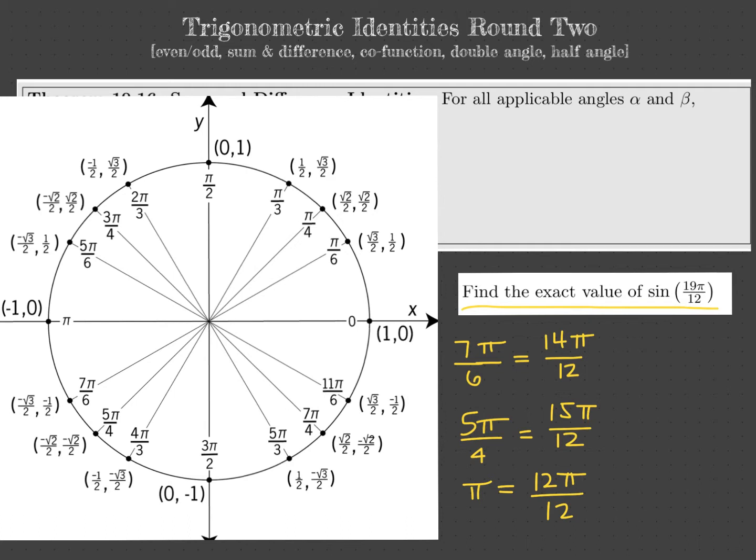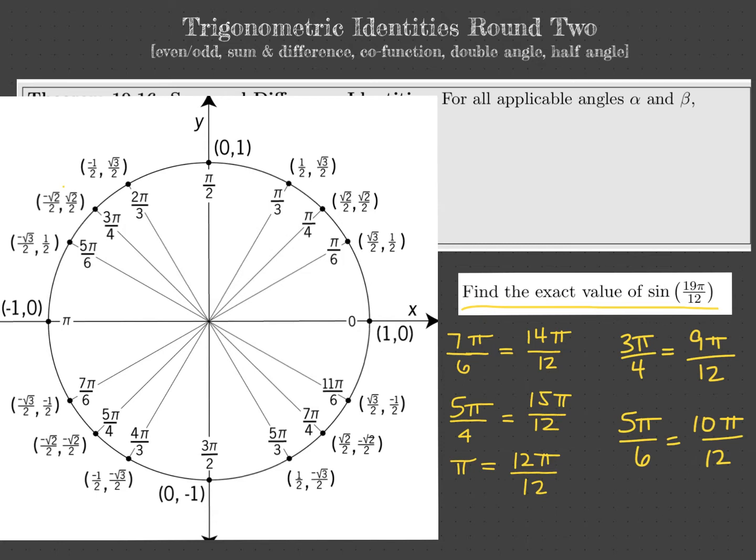So let's write down a couple more and see where we stand for how to make 19π/12. Over here I wrote down a few more. I ended up seeing that when we do 3π/4 and 5π/6, we'll get 9π/12 and 10π/12 respectively. So these two, it looks like, can add up to make 19π/12. Now, are there other ways that we can get to 19π/12, perhaps through addition or subtraction? Most likely, yes. But this is the first one that I found, so I'm going to go with it.